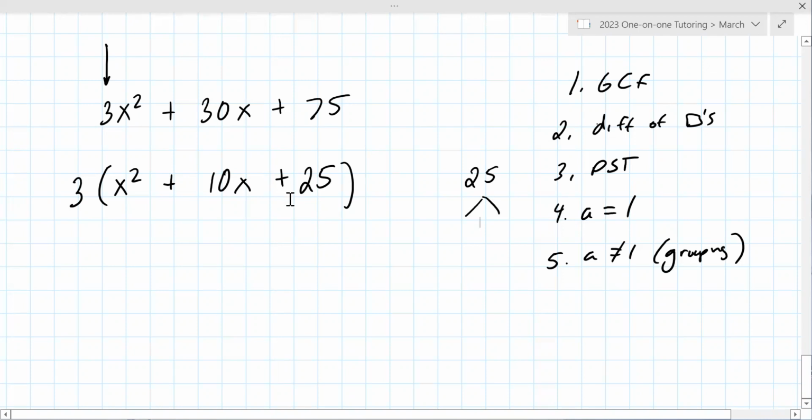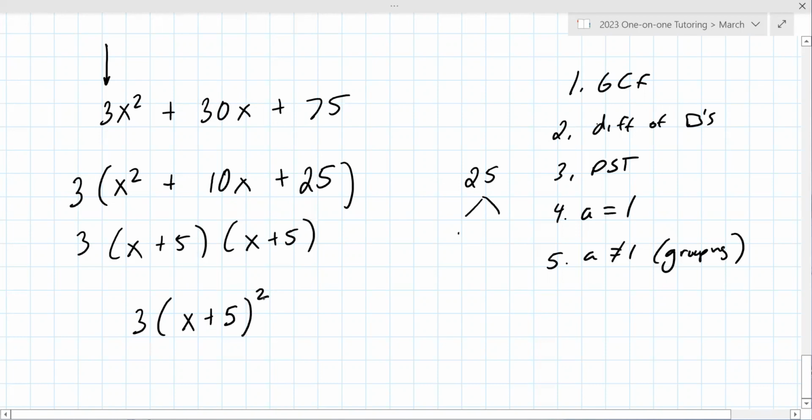Okay, it would be 5 and 5. So this becomes x plus 5, x plus 5, bring the 3 down. And then if you want, you can combine them, x plus 5 squared, like that.